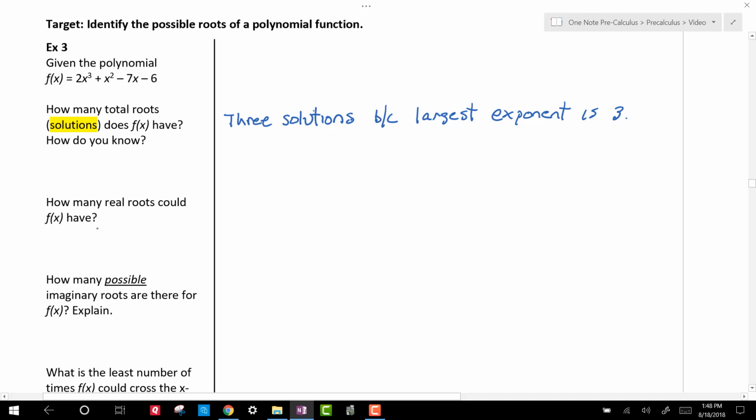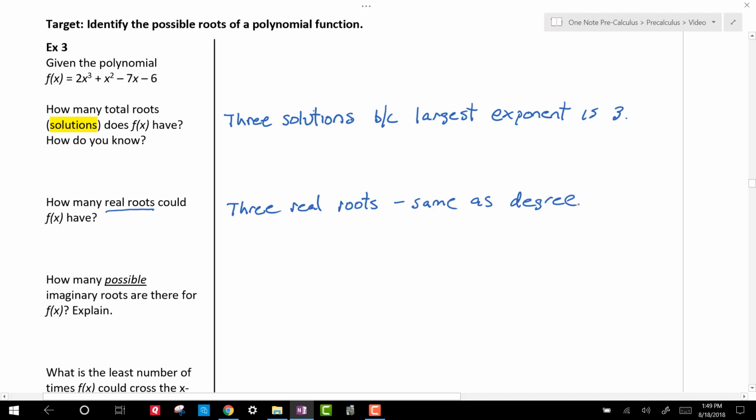So if you think about that, what they're saying is they're not talking about imaginaries here, they're talking about real roots. So when you see a polynomial, if it's a third degree, it could have 3 real roots. If it's a 4th degree, 4. If it's a 5th degree, 5. It can always have as many real roots as the degree. So we could have 3 real roots, again, same as the degree.